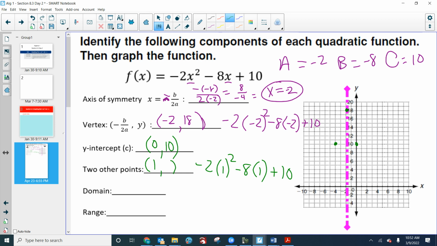What'd we get, Luca? 0. Luca got 0 when he plugged 1 in. Is he right? Alexis, do you agree?